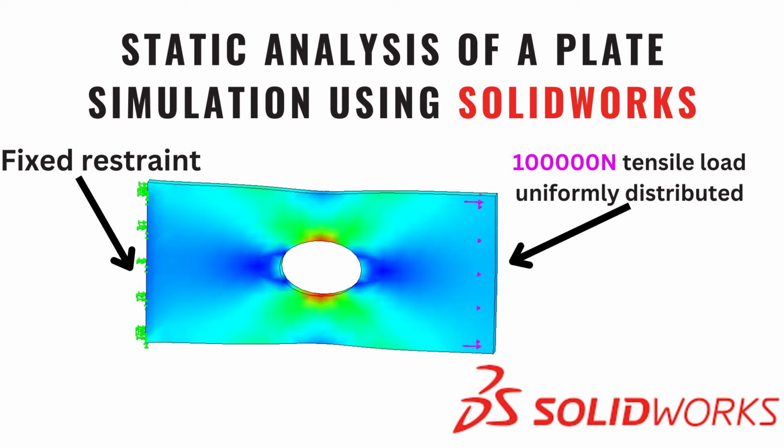Hi, today I am going to simulate static analysis of a plate. Problem statement: the plate is attached to the fixture and the load of 100,000 newtons is pulling to the right-hand side.